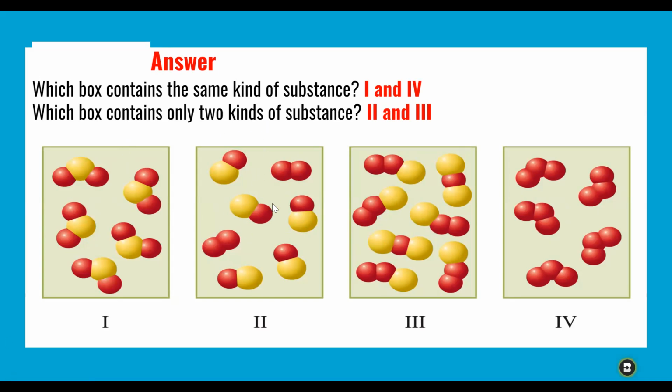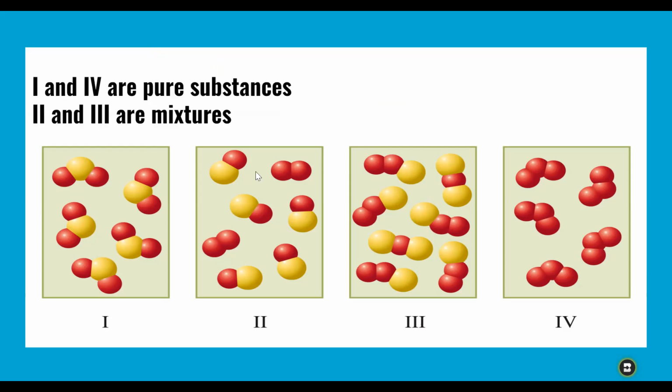Now that takes us to what we call pure substance. So 1 and 4 are referred to as pure substances, while 2 and 3 are mixtures. If you look at the mixtures, they are not touching each other, they are not bonded, but if you look at the pure substances, this one, you see that? Okay, but this one, mixtures, they have two different kinds of substances.